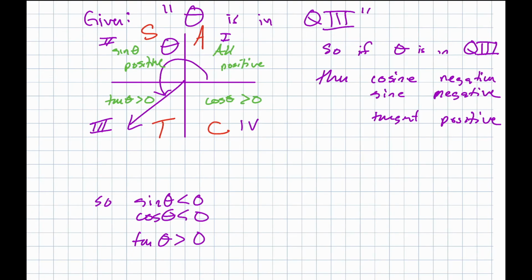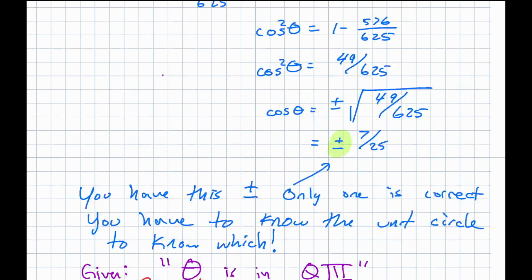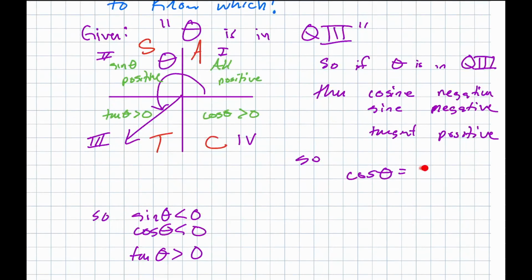So specifically, cosine theta, which we found to be plus or minus 7 over 25, is actually going to be negative 7 over 25. I'm going to write that in a different color.